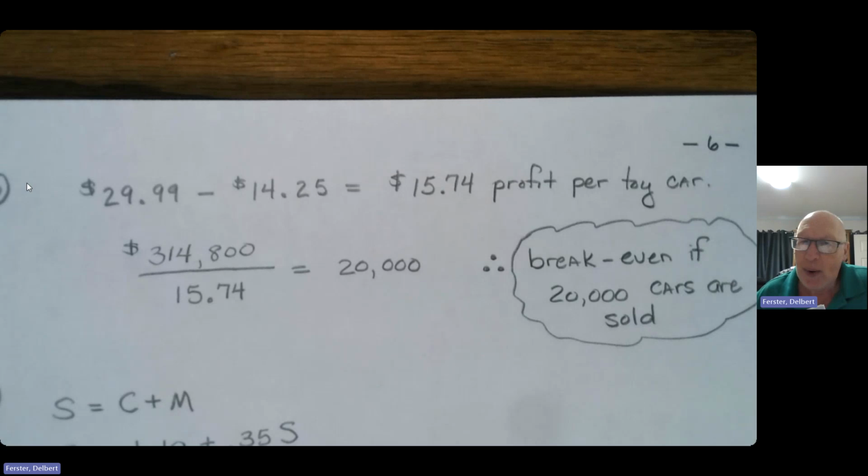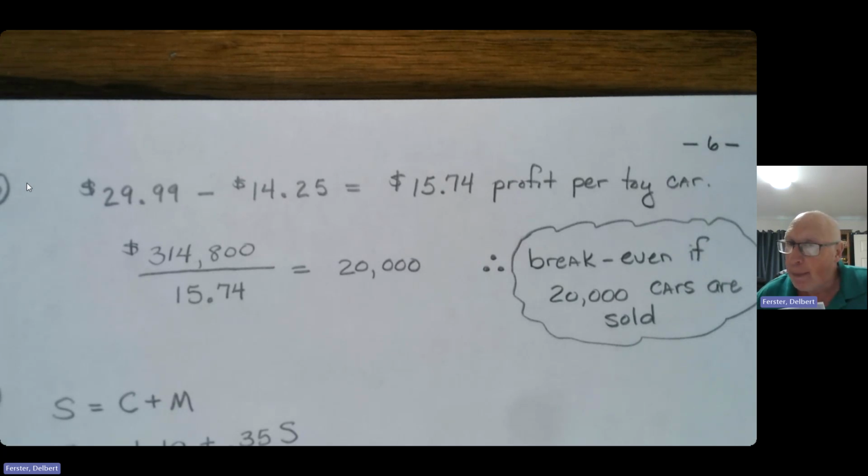So we're going to find out that we will break even. In effect, we will match $314,800 in fixed costs for this particular establishment if we can sell 20,000 of the toy cars. So hopefully it's a really hot item. It's the item to have for this year's Christmas and holiday season. So the answer to the problem at a break-even spot: 20,000 cars sold will get these guys a break-even location.